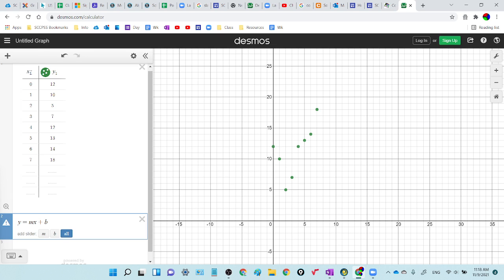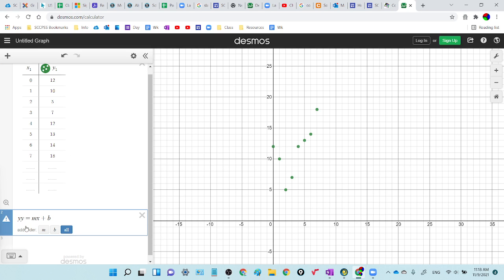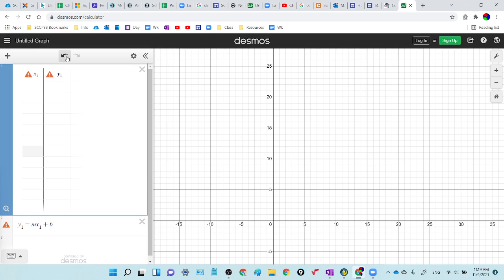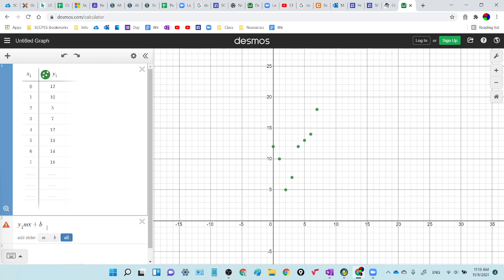What is it called? X1, Y1. So I must type the same thing. Y1. Oh, that's not Y1. Let me do it. Y1 equals M slope X1, okay, plus B. Oh, what happened on the X1, Y1? Did I do something wrong? Okay, let me delete all and then let me type it again. Y1. I'm not using an equal sign because I need to think about, okay, there is no exact line passing through all these points. So I'm going to use approximation.